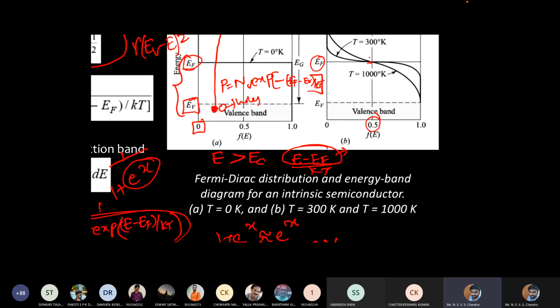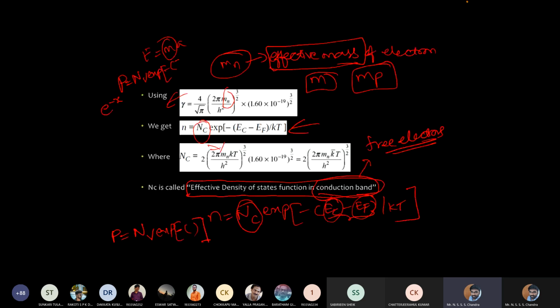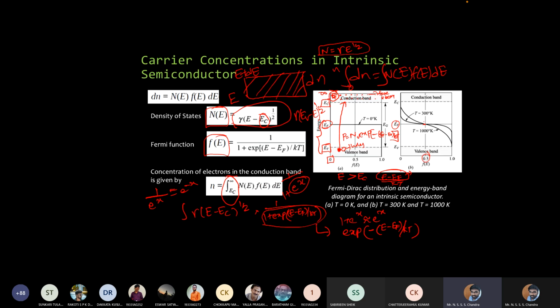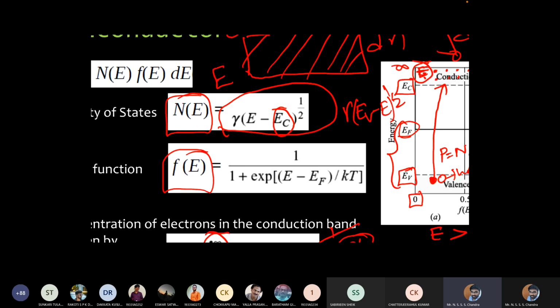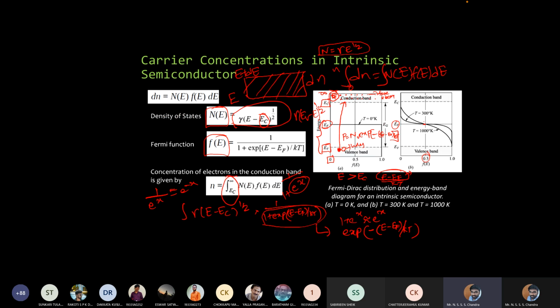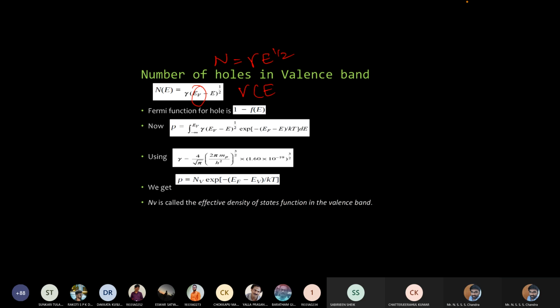The same procedure, actually you're doing the same kind of integration for holes also. As I told earlier, n is directly gamma into E power half. Here for the holes, the reference energy level is Ev, and the holes are lying below Ev, the valency band level. So I will write it as gamma into (Ev − E) power half.